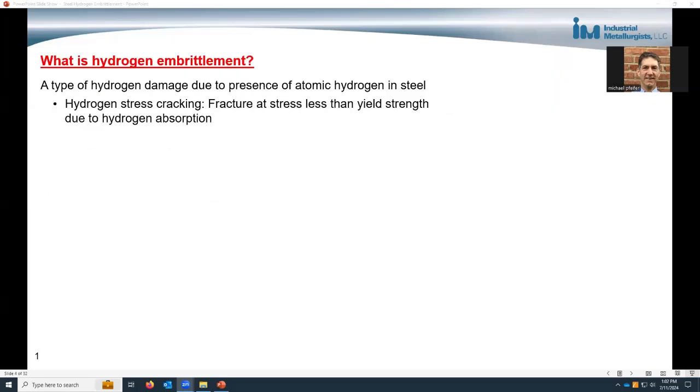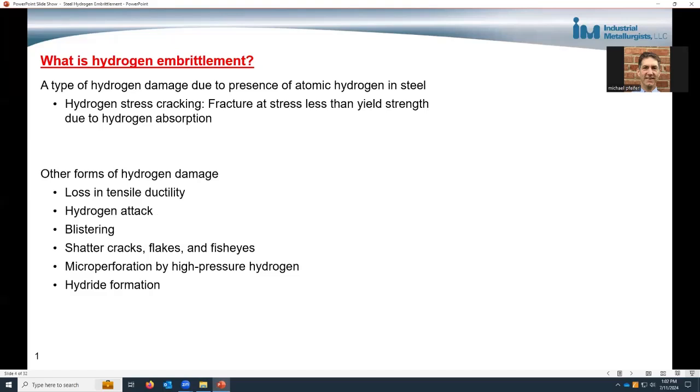So what is hydrogen embrittlement? Well, it's a type of hydrogen damage due to the presence of atomic hydrogen in steel. That's important. So it's hydrogen that has not joined together with another hydrogen atom to form a hydrogen gas. So it's a single atom of hydrogen, and it results in hydrogen stress cracking, which is fractures at stresses that are less than the metal's yield strength. And this is due to the absorption of hydrogen in the metal. There are other forms of hydrogen damage that cause different problems with the metal, and I won't go into those.